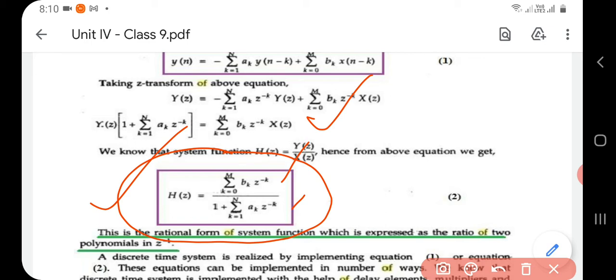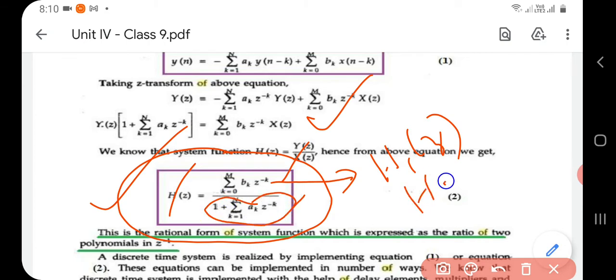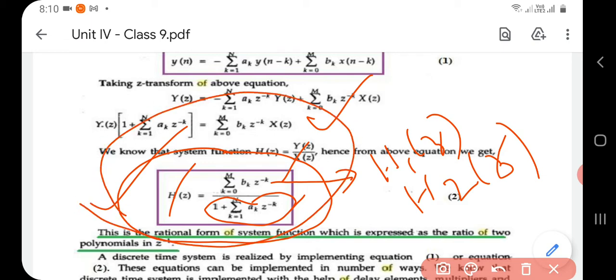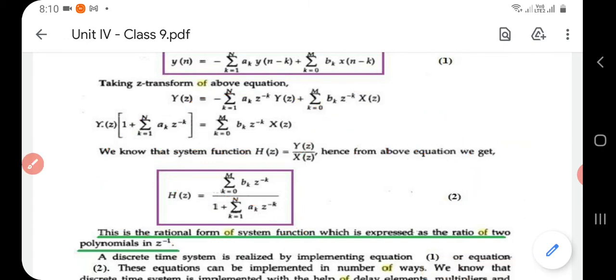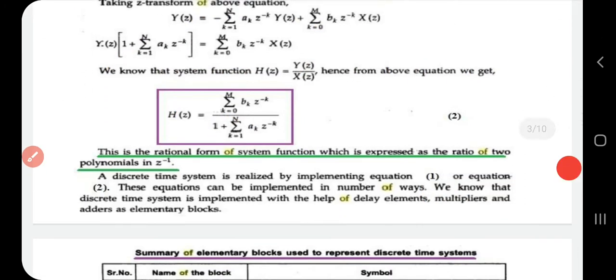In class 8 we have already said that this numerator is actually H1 of z, which represents the zeros of H of z, or it is an all-zero system. This denominator is called H2 of z, and it represents the poles of H of z, or it is an all-pole system. So this is the general equation for the system function or transfer function of an IIR system, and it is expressed as a ratio of two polynomials in z raised to minus 1.